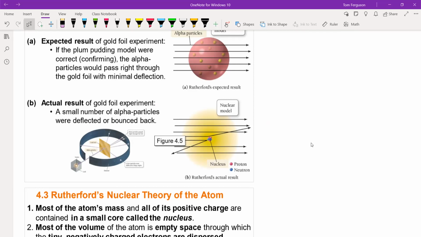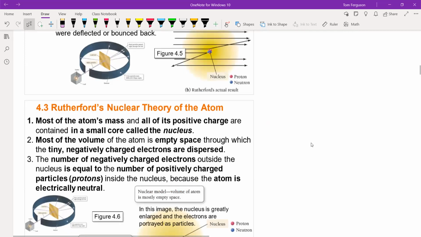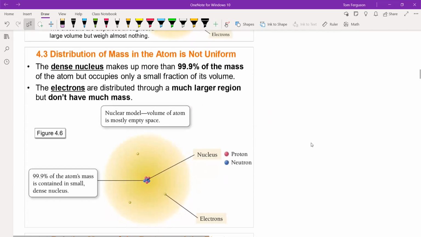Okay, so Rutherford is considered to have discovered the nucleus. Okay, this summarizes it all. And again, the dense nucleus is where 99.9% of the mass is.